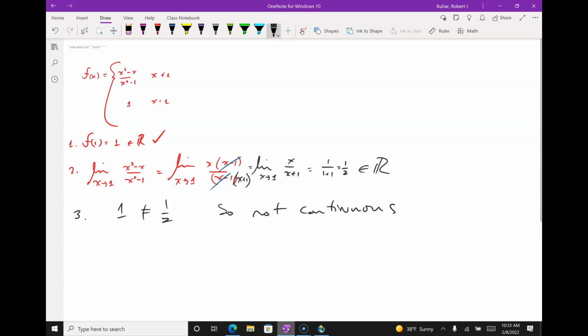So pretty simple process. Plug in the value you're interested in, find the limit, see if they match. Really simple, right? Graphing helps too, right?